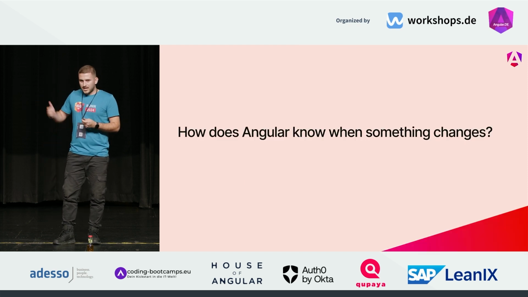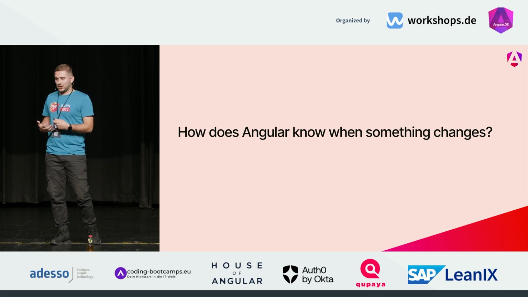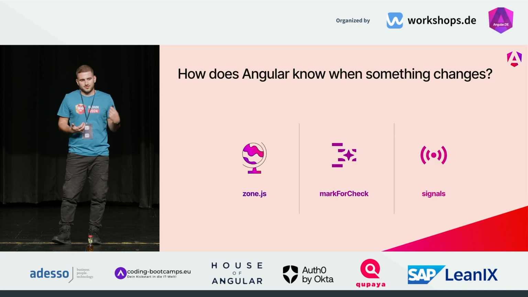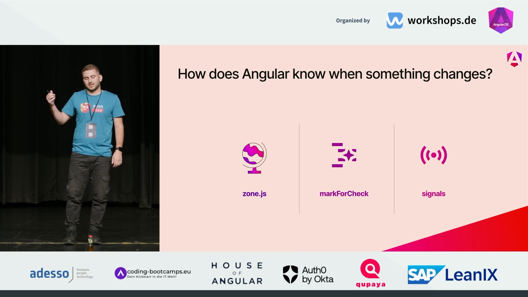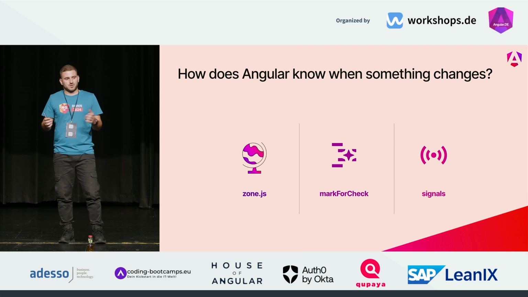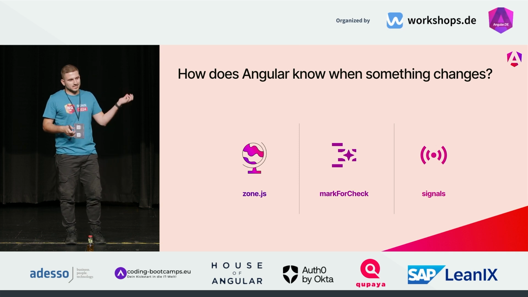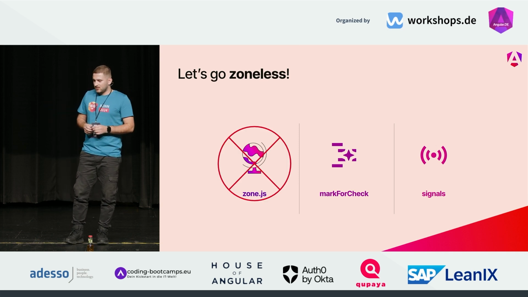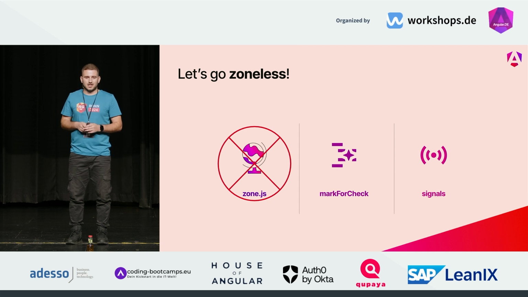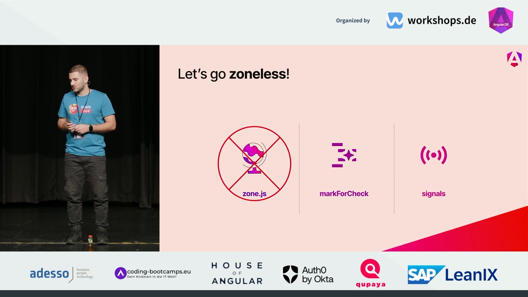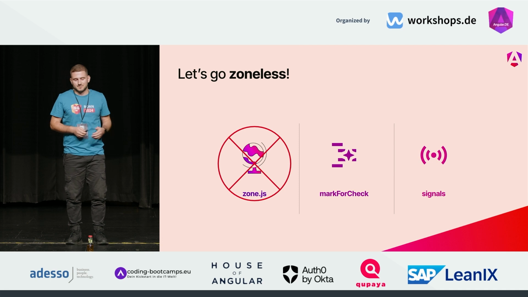So we had this question in the beginning. How does Angular know when something changes? Well, there are these three things that we just explained. Zone.js, so all the events that happen on the browser. Mark for check, which Angular has called since the beginning internally to mark everything dirty. And then now we have this cool signals thing. I believe we all have heard of the new zoneless thing. Going zoneless means we just cross out Zone.js from the equation, and we're left with mark for check and signals.